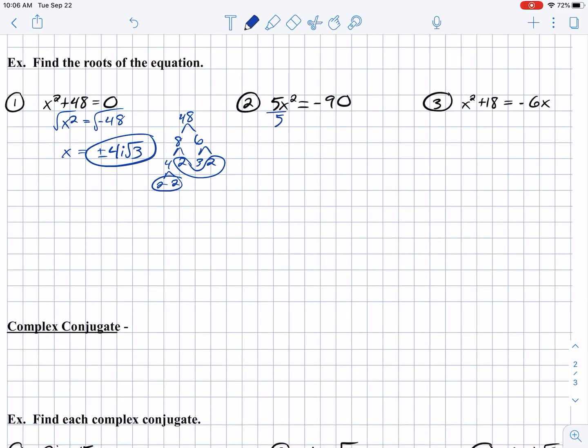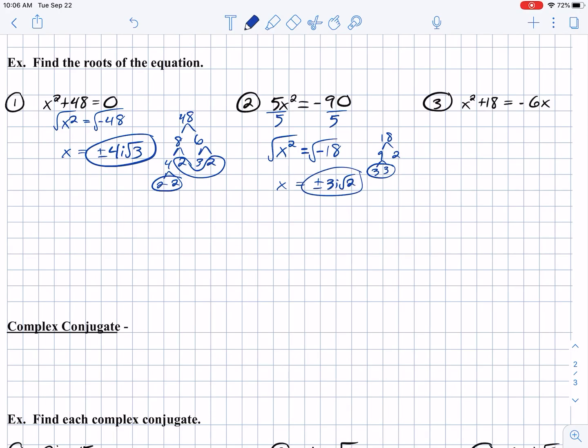For number 2, after you divide your 5 over, 5 goes into 100 20 times, so it goes into 90 18 times. So we had x squared equals negative 18. Take the square root of both sides, and you're going to get x equals plus or minus. I don't think we can take anything out of, oh yeah, we can. We have a pair of 3s we can take out, so plus or minus 3i root 2.